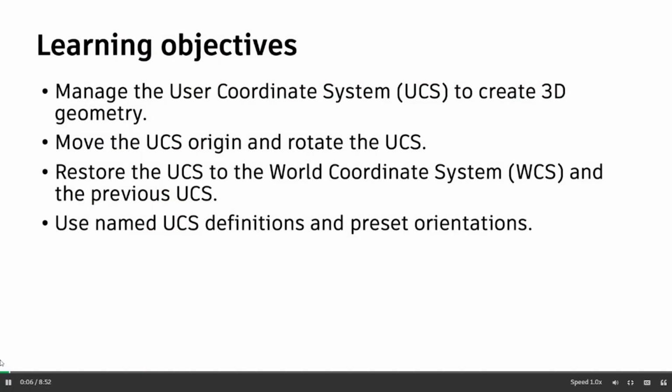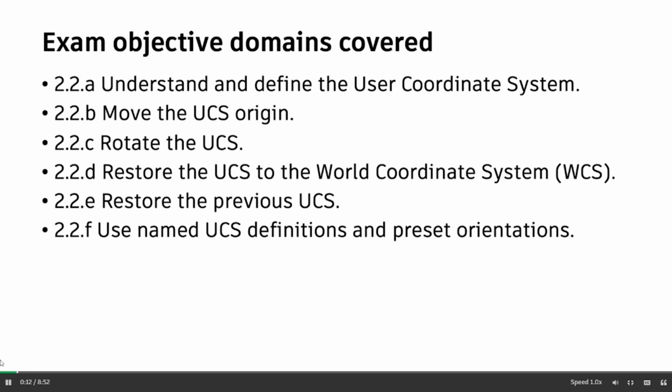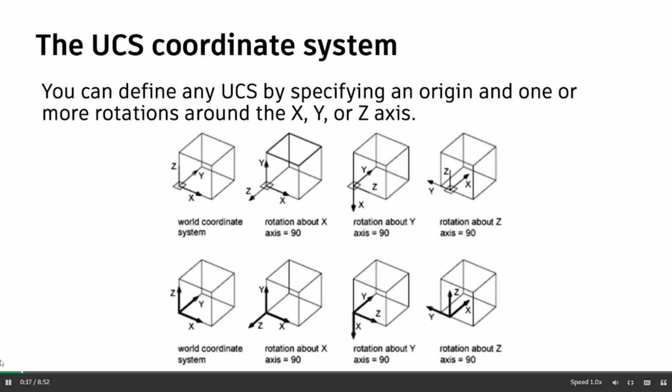If you're interested in creating 3D geometry and working in a 3D environment, you need to understand how to control the user coordinate system. The user coordinate system, or UCS, allows the user to define the X, Y, and Z orientation of the construction plane. You use the construction plane to create your 3D geometry.